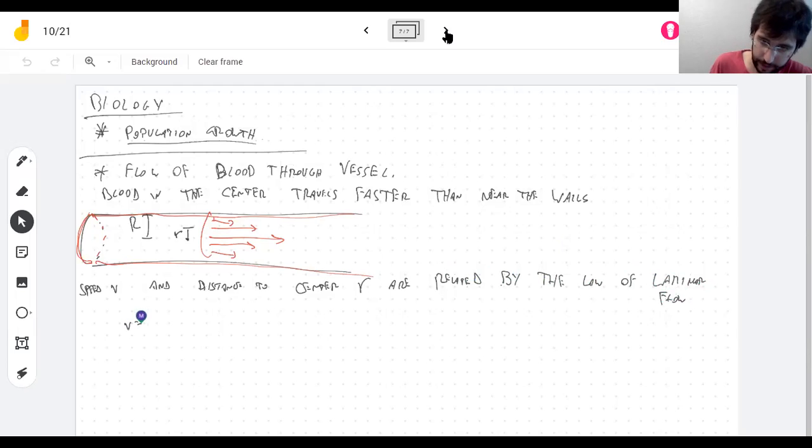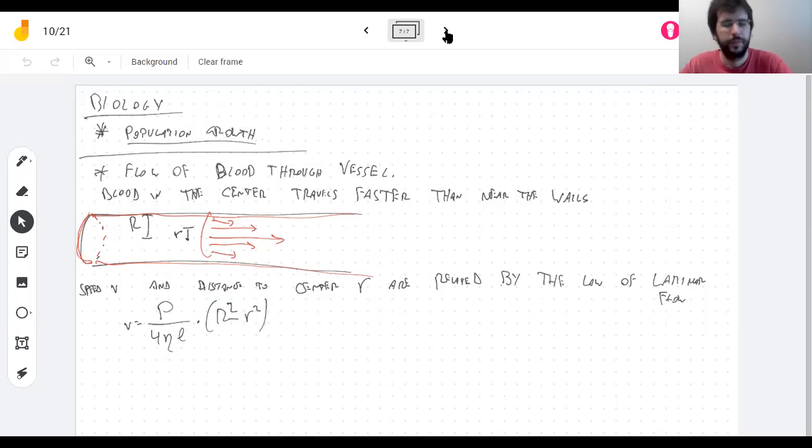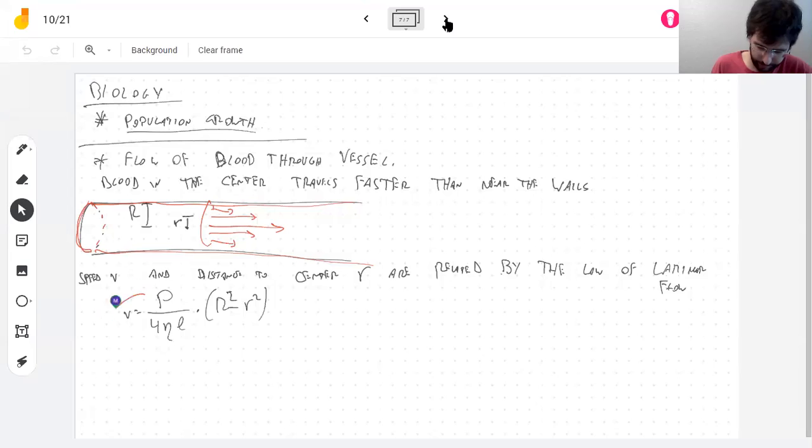It turns out that the speed is the pressure divided by 4 times the viscosity. What's L? I copied in the formula, there's an L here, I don't know. Oh, L is the length of the tube. Oh, okay. Anyway, this is the pressure that is pushing the blood. This is the viscosity, which, you know what the viscosity is. I don't know how to measure it, but I intuitively know what it is. And this is the length of the vessel.